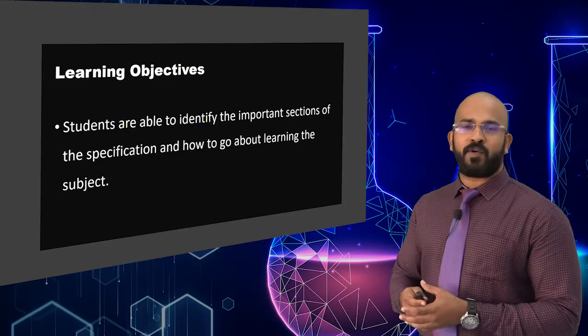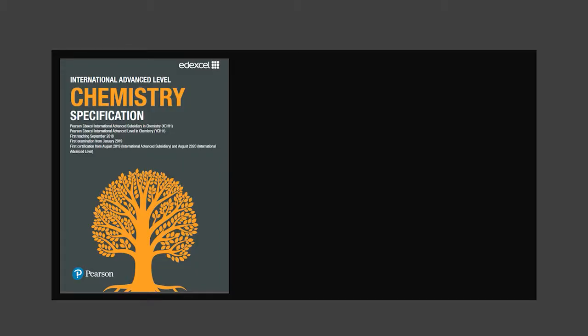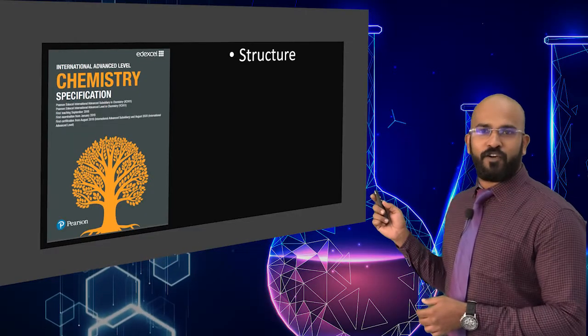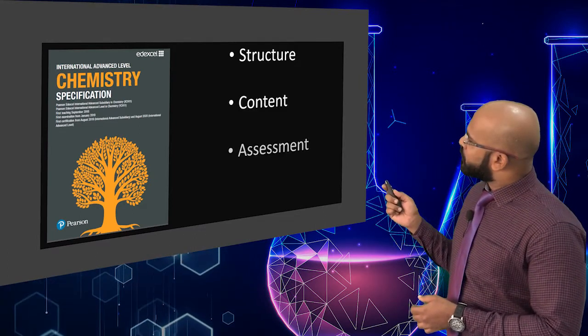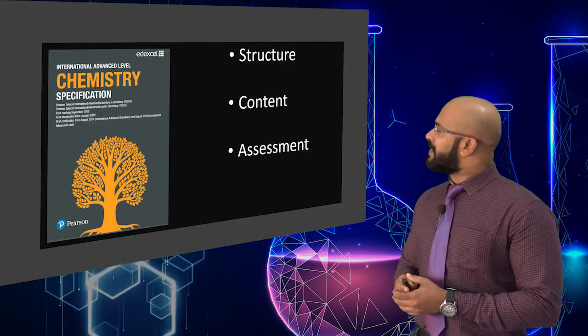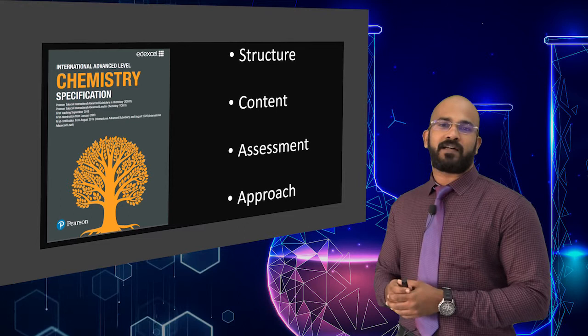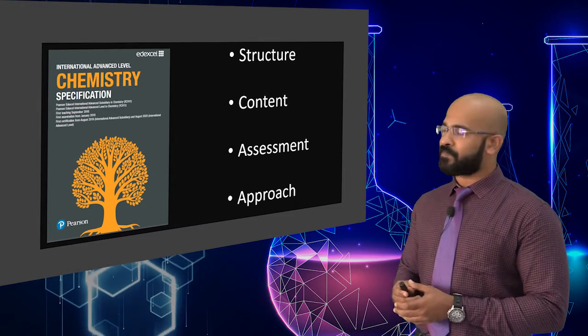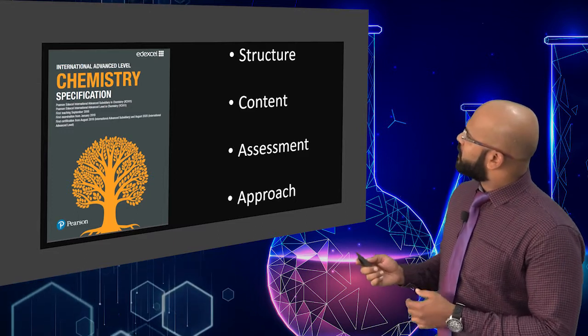So let's start with the most basic and very important document, which is the specification. The specification gives us a detailed idea about the structure of the course, the chemistry content part, and an idea about assessment and approach, as well as many other important information. So let's start with the first one, structure.